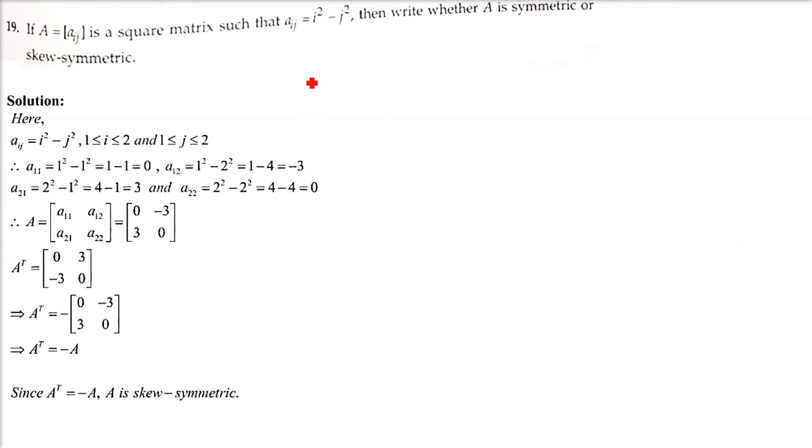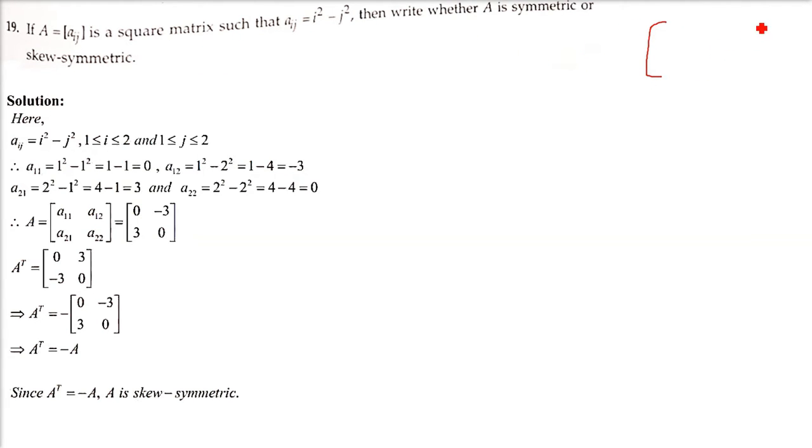If A is a square matrix such that Aij is i squared minus j squared, then write whether A is symmetric or skew symmetric. So this is a square matrix. It can be 1 by 1, 2 by 2, 3 by 3, n by n. So it is not given in this question. So let us assume that it is 2 by 2. We are just assuming it. Okay. And then we'll prove.